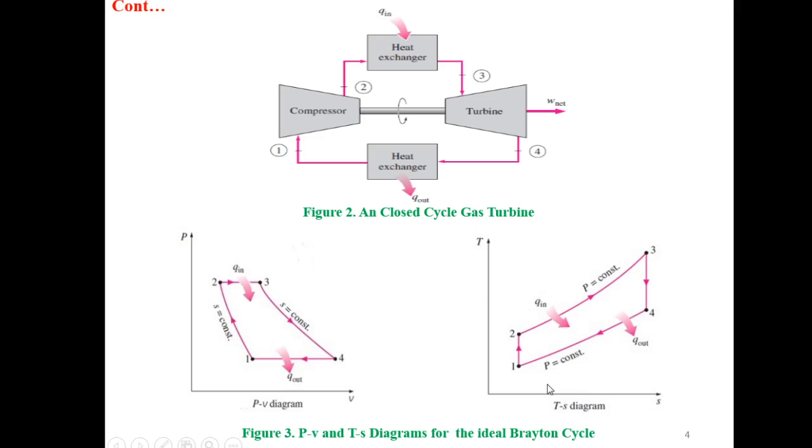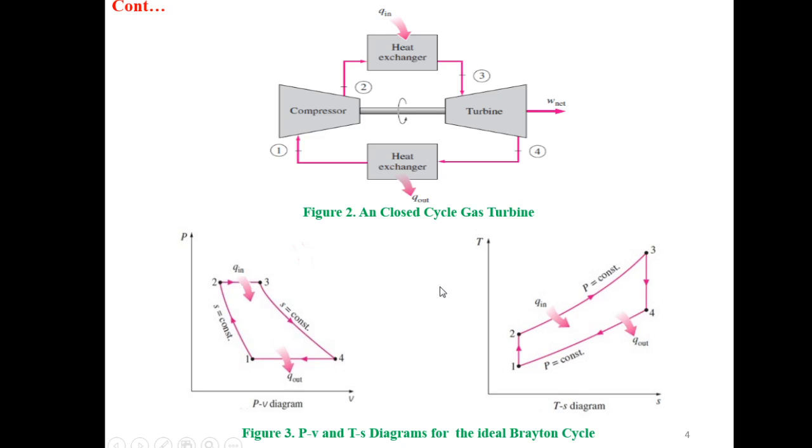In the TS diagram, we will get the vertical line. From 2 to 3, we are adding the heat at constant pressure. So from 2 to 3, we are having a horizontal line in the PV diagram, and in the TS diagram, 2 to 3 is a constant pressure line, and we are adding the heat, so Q in.